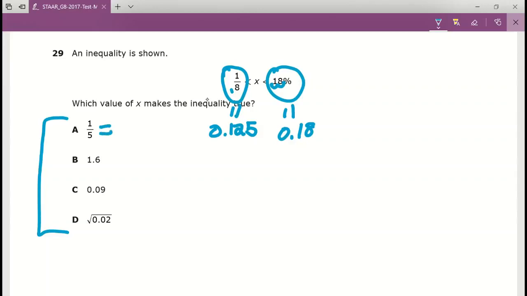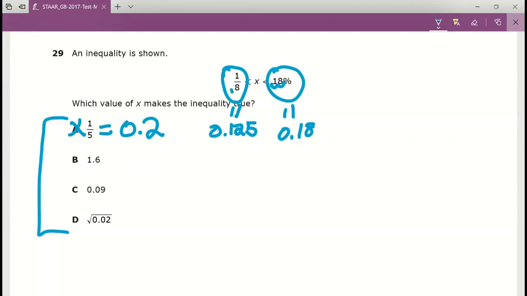Again, to do this, we do 1 divided by 5 in our calculator, press Control Enter to get the decimal. We get 0.2. And we ask ourselves, is 0.2 between 0.125 and 0.18? It most definitely is not. It is greater than 0.18. So choice A is not our answer.